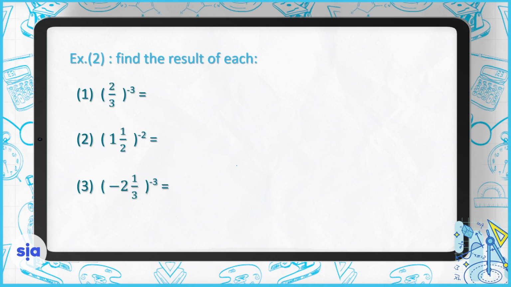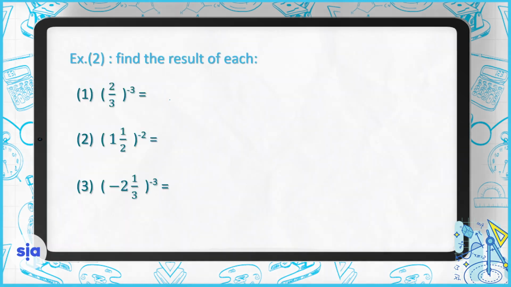Exercise number 2, find the result of each of these questions. As we said before, if you have a fraction and this fraction has a negative power, then just flip the fraction to make the power positive. Here in question 1, it will be 3 over 2, we find the reciprocal of the fraction, to the power of 3. 3 power 3 is 27 over 2 power 3, which is 8.